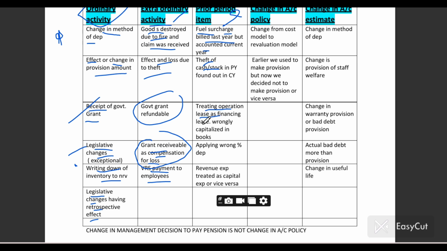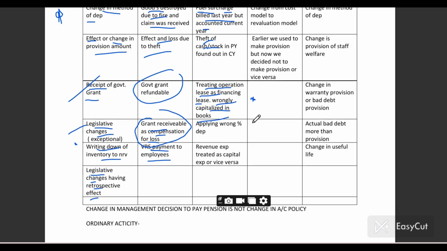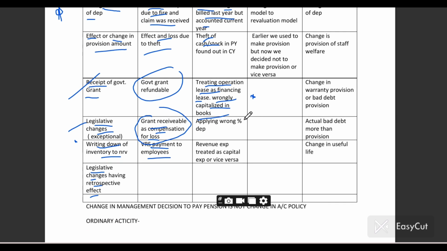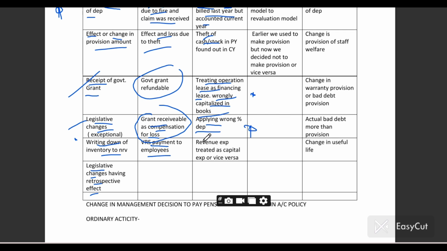Treating an operating lease as a finance lease, so it is wrongly capitalized in the books. This is also a prior period item. We have to consider it as an operating lease, because there is separate treatment of finance lease and operating lease, and vice versa. It will be a prior period item. And applying the wrong percentage of depreciation is also a prior period item, because you are applying the wrong percentage of depreciation.